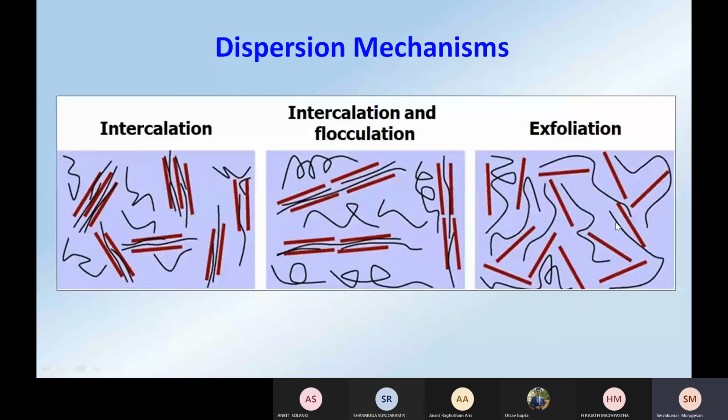But if you want mechanical strength like modulus, you should have the exfoliated structure, because exfoliation will give you uniform dispersion. Intercalation, rather, gives you some oriented structures where the clay layers' distance is slightly increased and then they got dispersed. Okay.